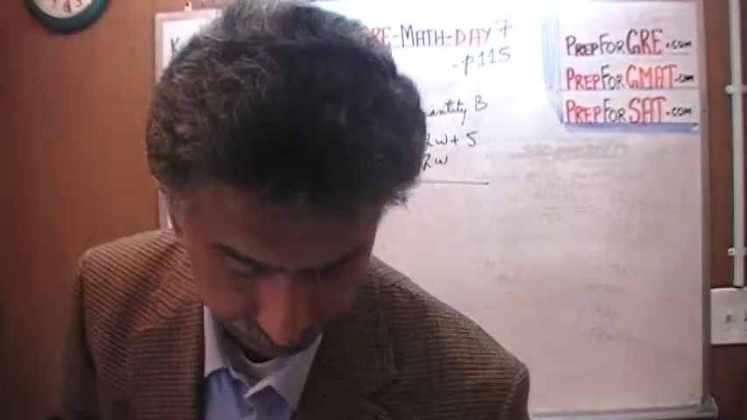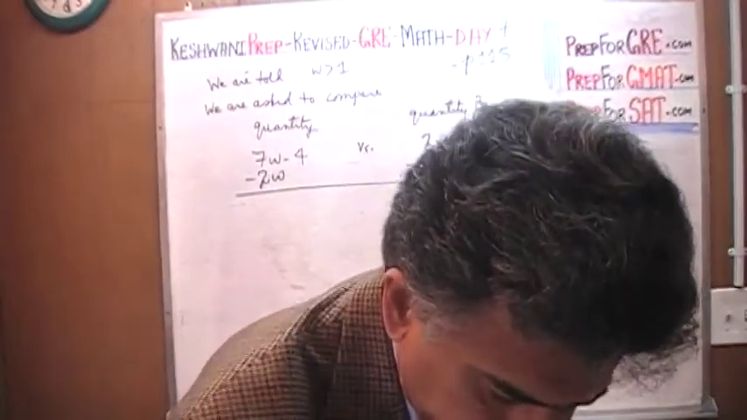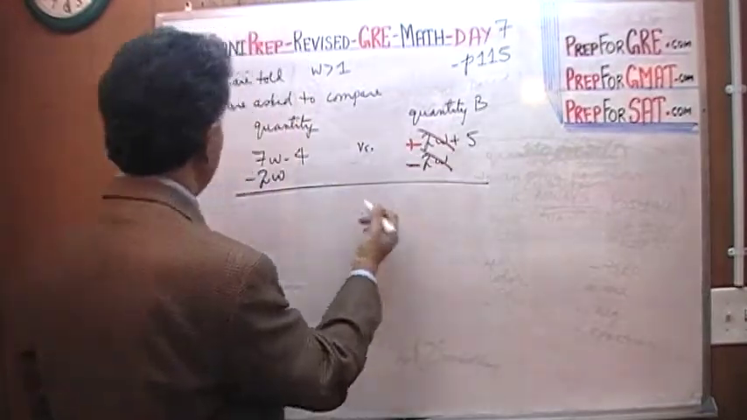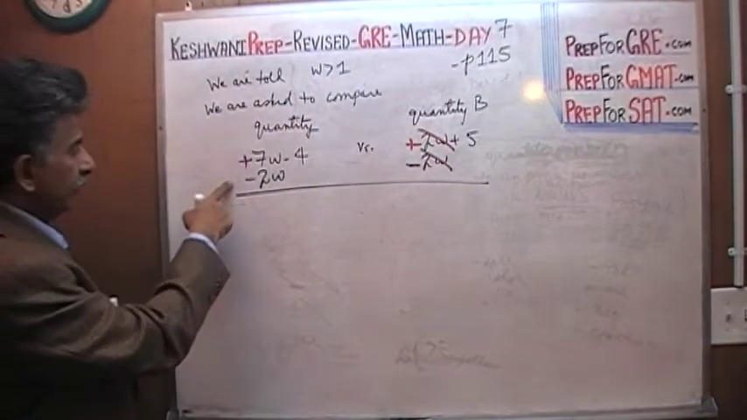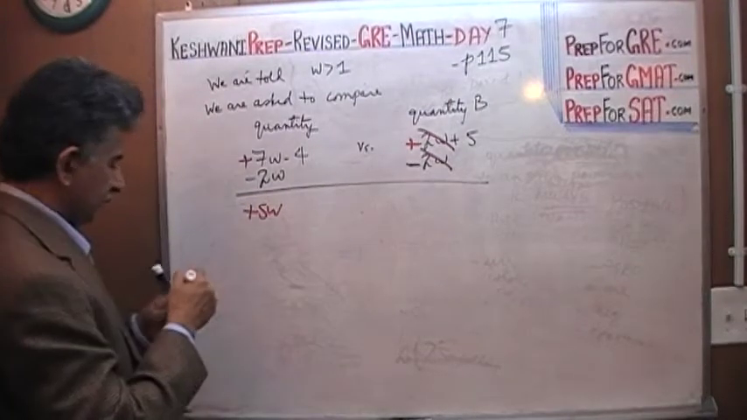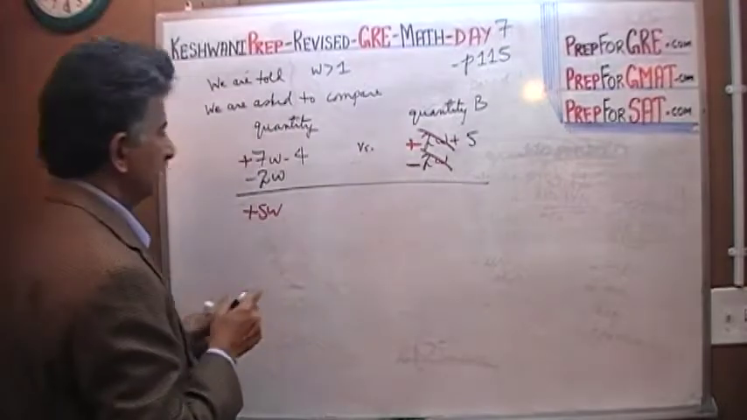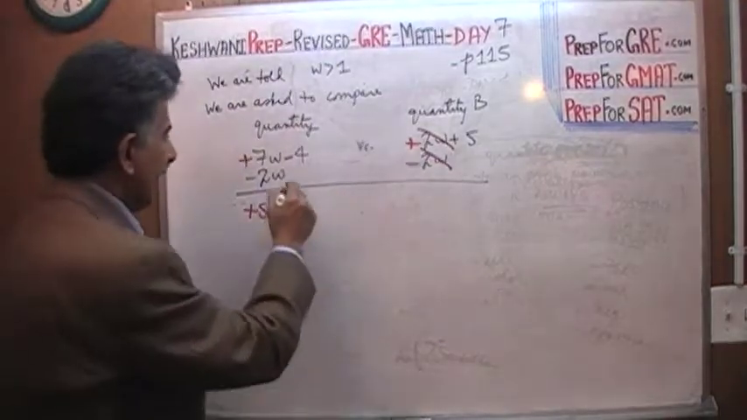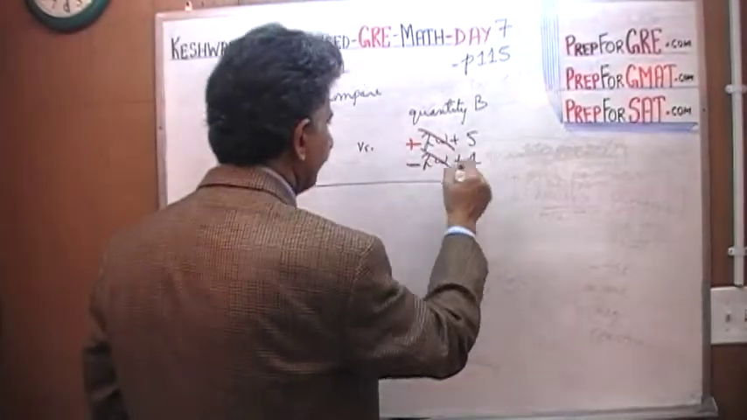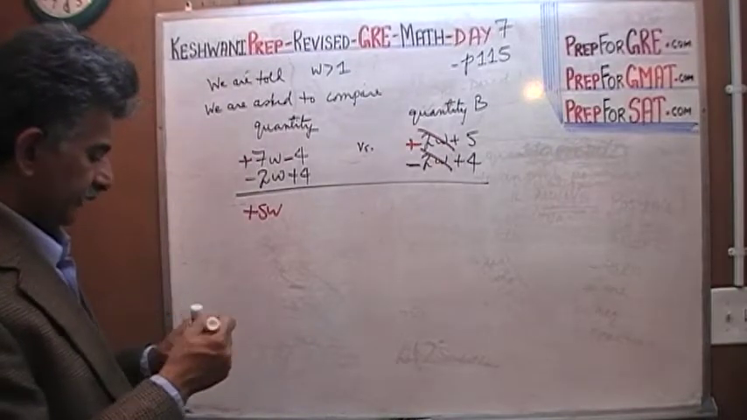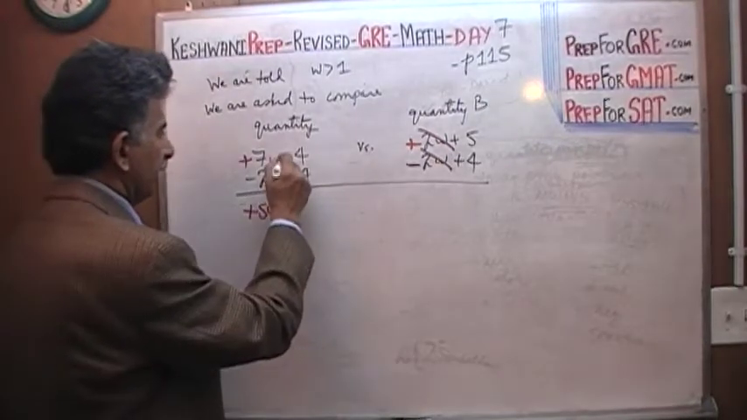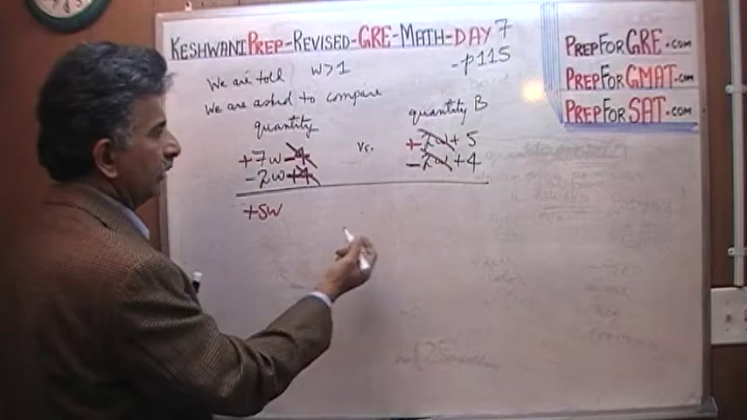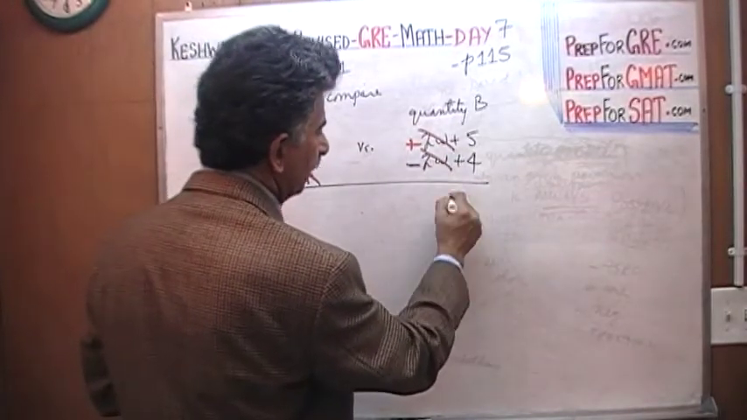So here we have positive 2W and here we have negative 2W, they cancel out. Here we have positive 7W and a negative 2W that gives us positive 5W. Now let's bring the number on that side. How do we bring this negative 4 to this column? By adding positive 4 to both sides. If we add positive 4 to both sides, now we have here a negative 4 and a positive 4 that will cancel out. And here we have positive 5 and a positive 4 that gives us positive 9.